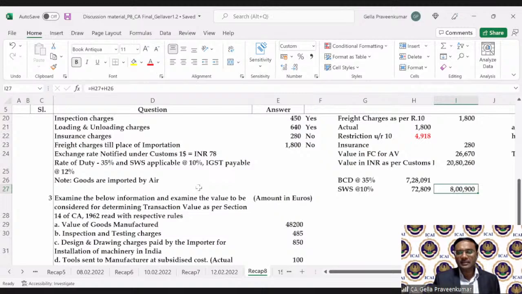Also, Priya says basic customs duty 7,28,091. Perfect, Priya. Please go ahead for the IGST calculation also.